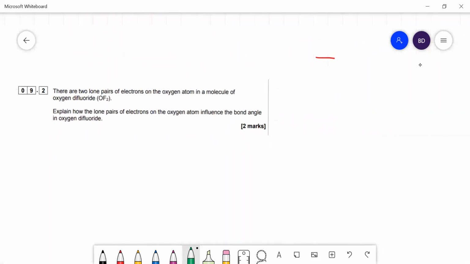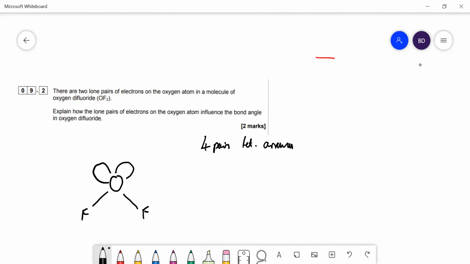Now, without drawing a dot cross diagram here, because they tell us, in OF2 you have got 2 bonding pairs and you have got 2 lone pairs. Explain how the lone pairs influence the bond angle. Right. Normally with 4 pairs, you get a tetrahedral arrangement, don't you? And when you have a tetrahedral, for example in methane, you would expect a bond angle of 109.5. But the bond angle here is smaller. It's like water, that's going to be about 104.5.